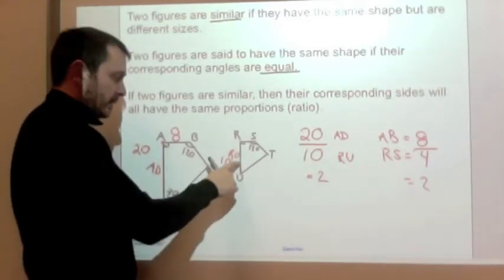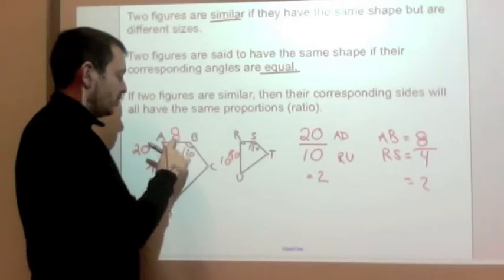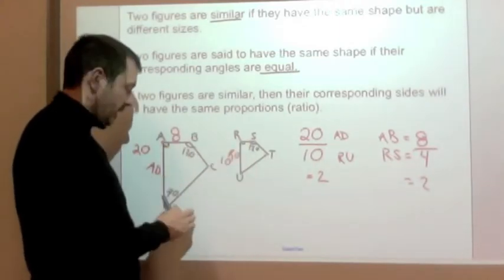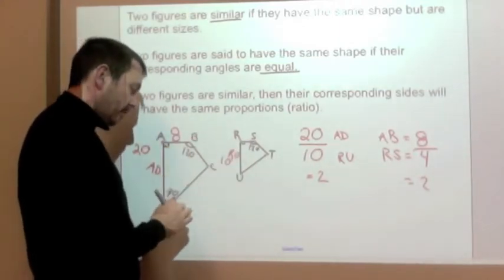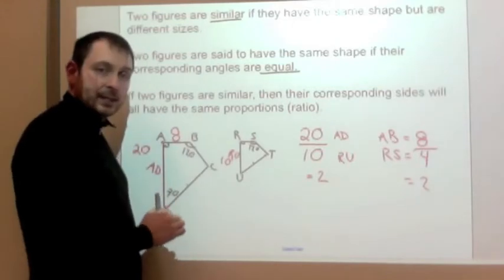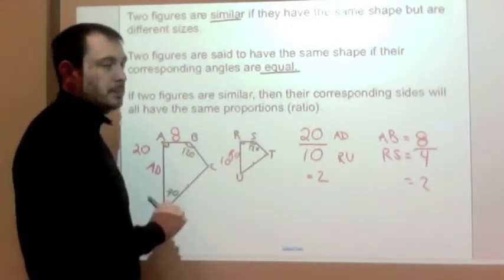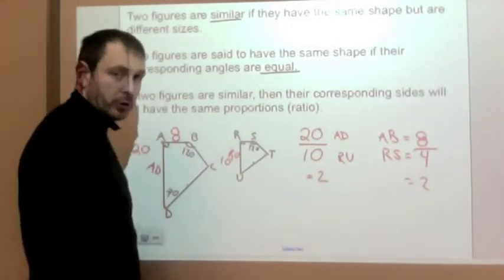This one's 20, this one's 10, it means this one's twice as big. So if this one's 8, this one's 4. If this one's 12, this one would be 6, because this one is twice as big as the other. And we'll take a look at more of those.